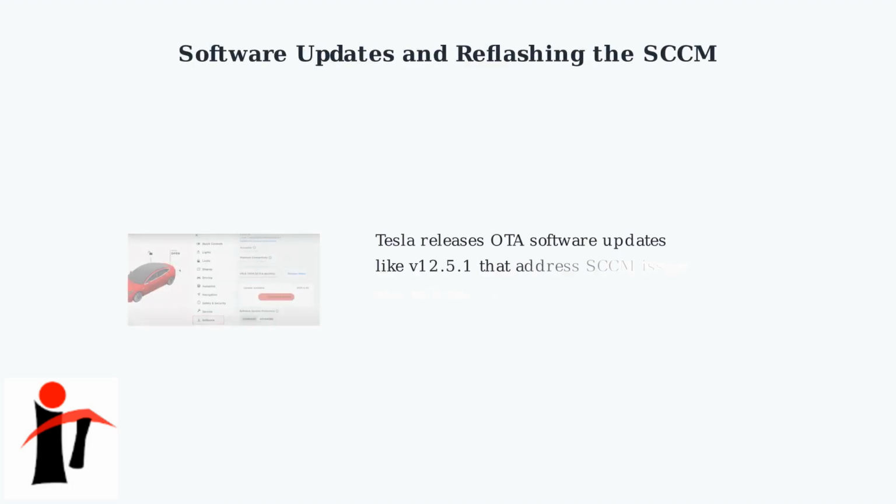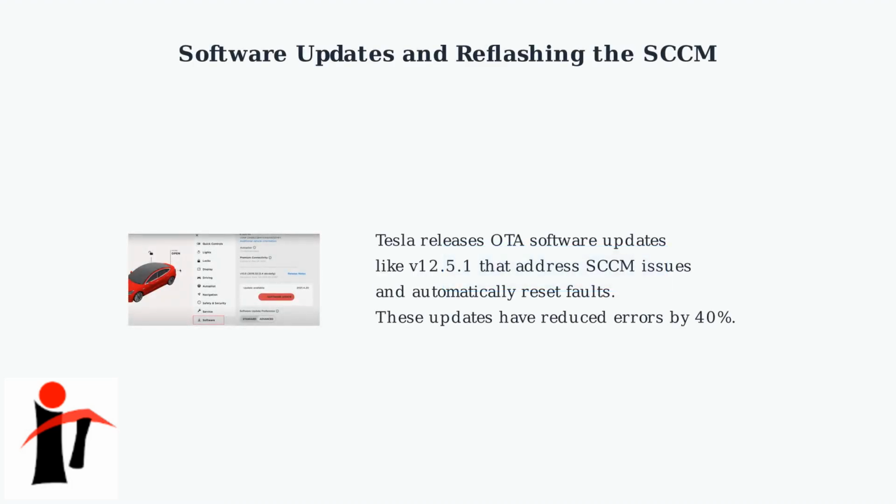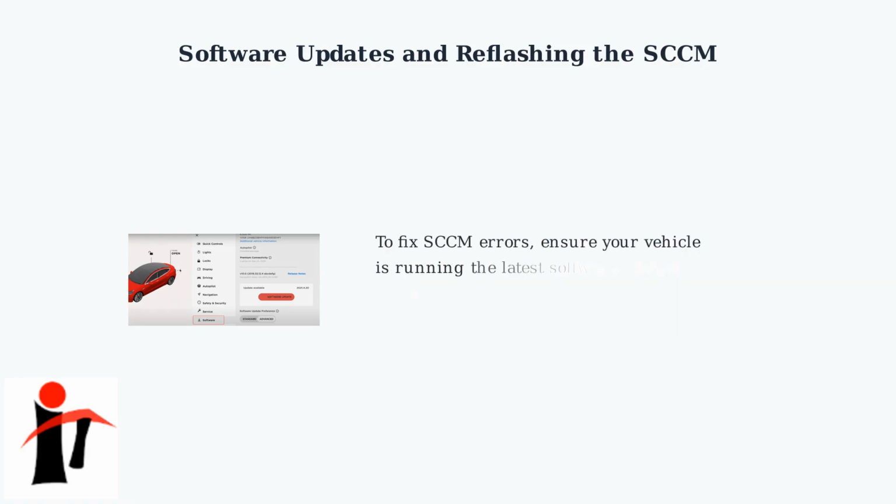Tesla has released several over-the-air software updates, such as version 12.5.1, that specifically address SCCM-related issues. These updates include enhanced diagnostics and automatic fault resets, which have reduced reported A016 errors by approximately 40% according to community data. To resolve SCCM A016 errors, it's crucial to ensure your Tesla Model 3 is running the latest software version. You can check for and install over-the-air updates through the vehicle's touchscreen by navigating to the Service menu, which often resolves the majority of software-related faults without needing physical intervention.